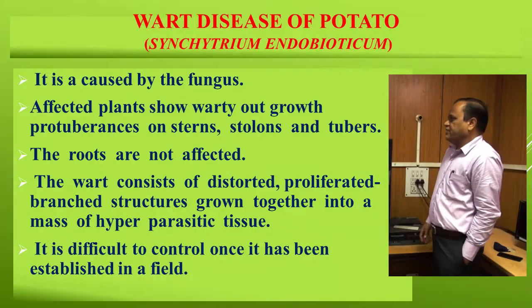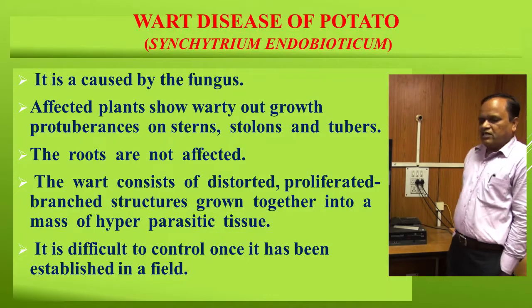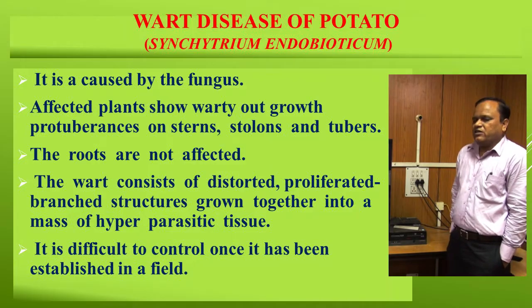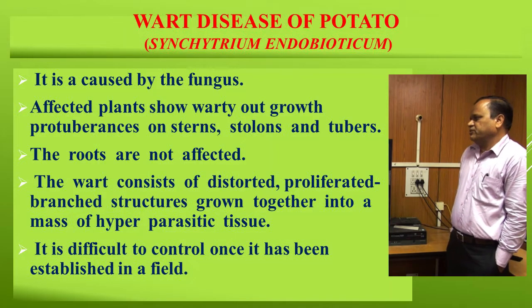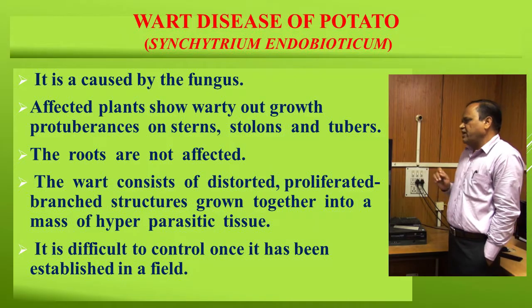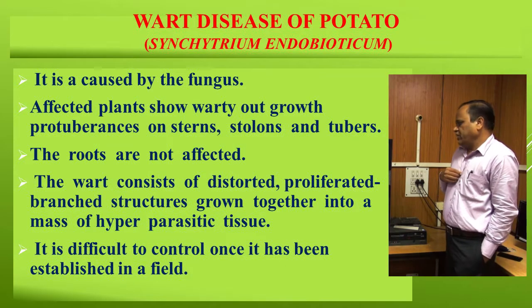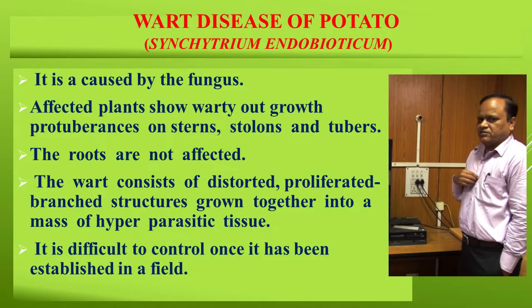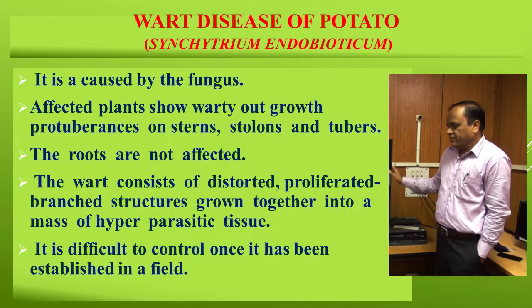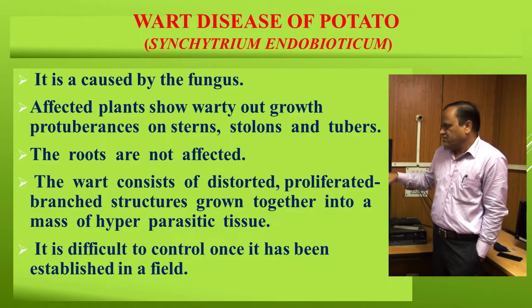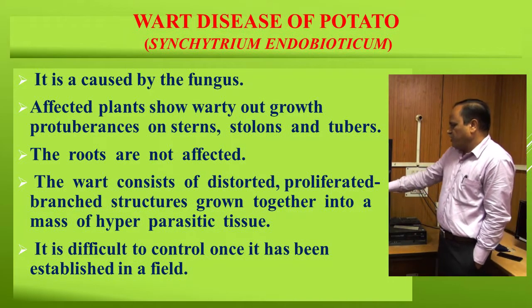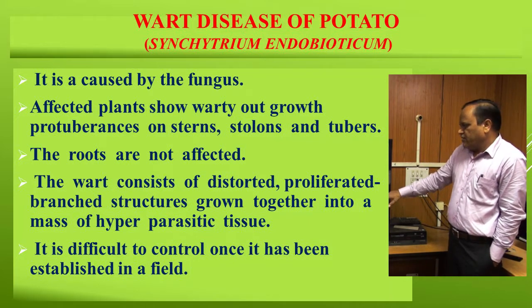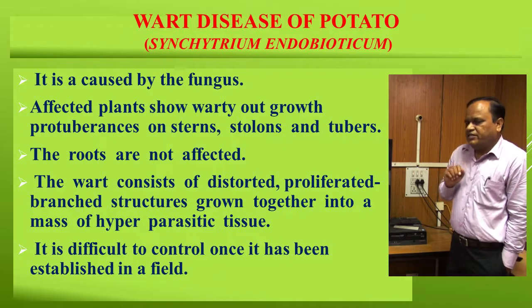Now another disease of potato is wart disease. It is caused by Synchytrium endobioticum. Its causal organism is a fungus. What are the symptoms? Affected plants show warty outgrowths and protuberances on stems, stolons and tubers. The roots are not affected at all. The wart consists of distorted, proliferated branch structures grown together into a mass of hyperplastic tissue.